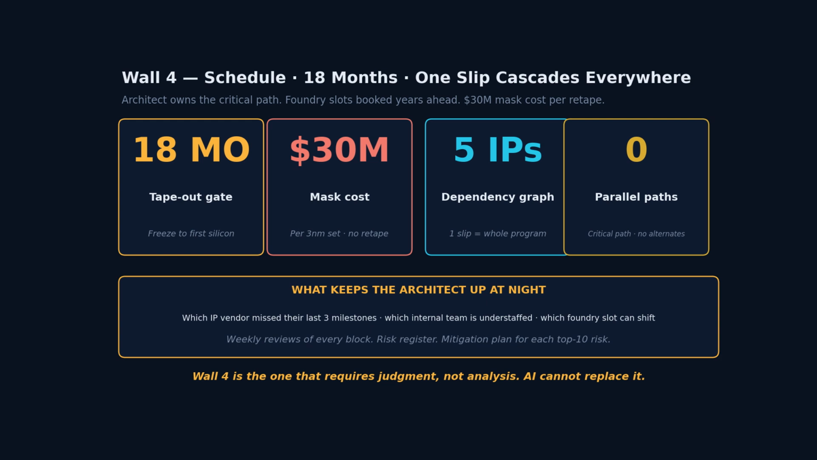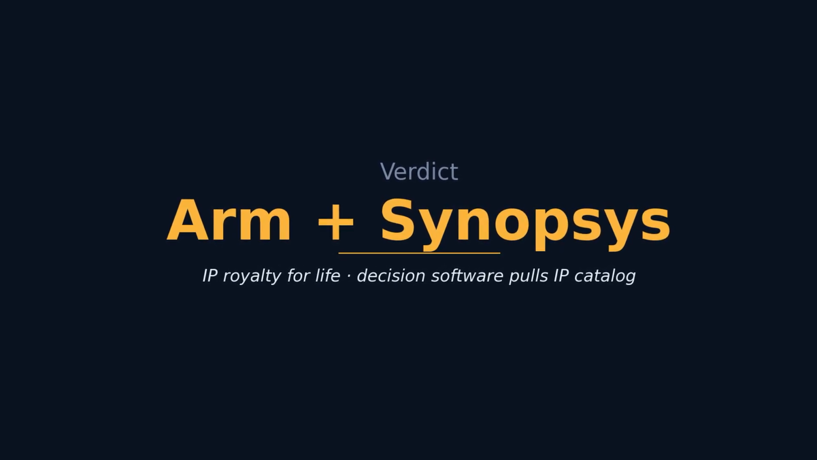Getting wall 4 right is what separates architects from senior engineers. It is the wall that requires judgment, not just analysis. And it is the wall that AI cannot replace. 3 reasons the AI hype cycle has not named this role, and the 2-layer winner that profits every time the spreadsheet gets signed. Reason 1.